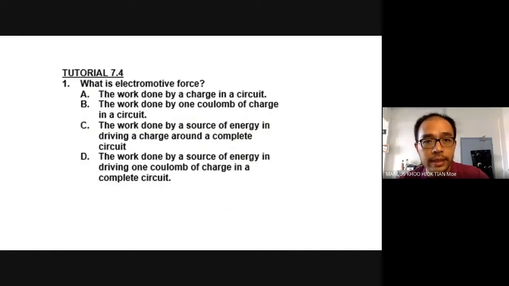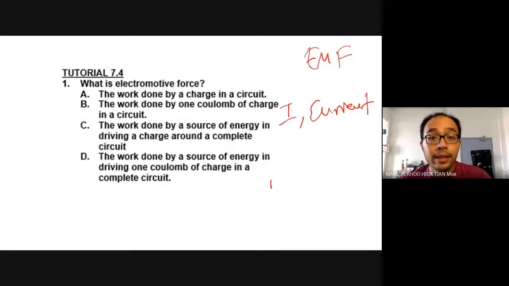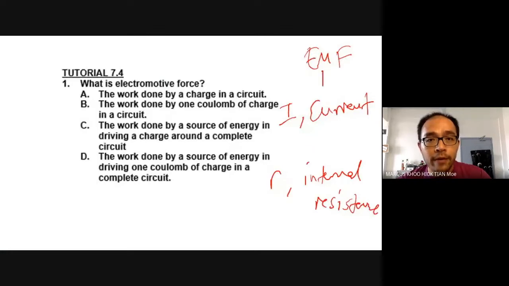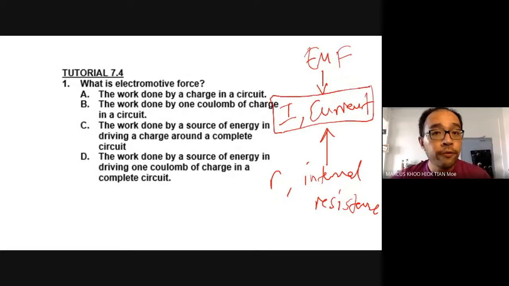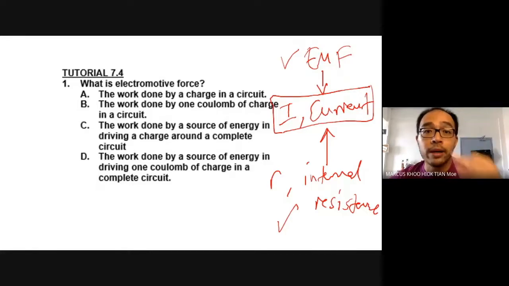Okay, so to summarize, we need to think about EMF, current flow, which is the letter I, and internal resistance. EMF affects the current, and the internal resistance will also affect the current flow. So a different arrangement or amount of batteries will change these two factors considerably. If you have 2 batteries in series or 3 batteries in series, it is different than 2 batteries in parallel or 3 batteries in parallel.